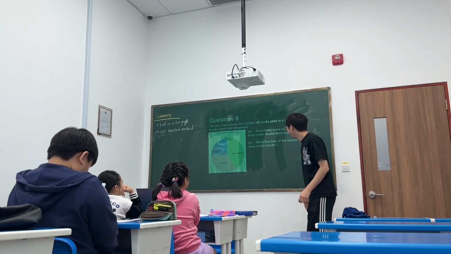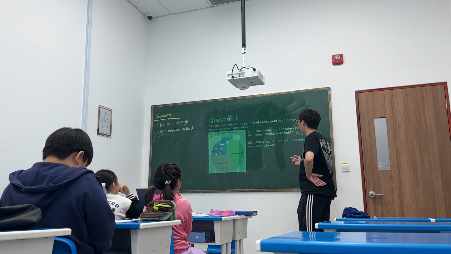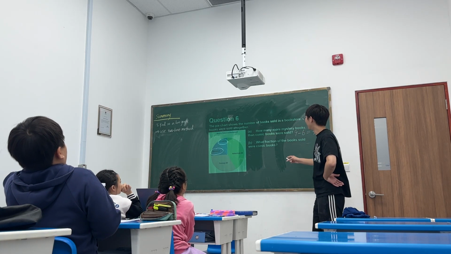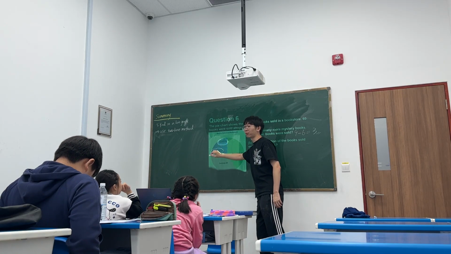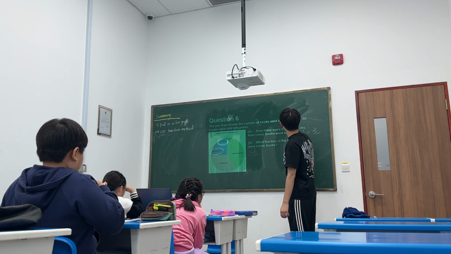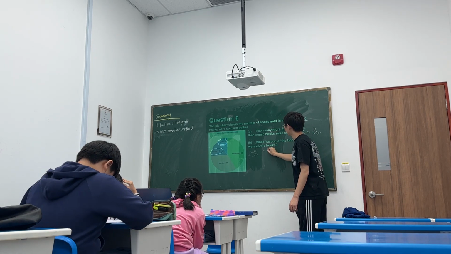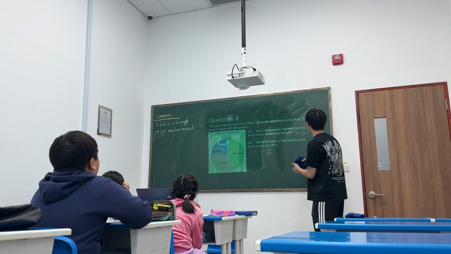Okay, so question B. What fraction of the books sold were comic books? Later I'll explain. Comic books. Now, first of all, you have 6 comic books, right? In total, there are 60 books. See here, 60 books. So the fraction is 1/10. All right, let's move on to the next question.